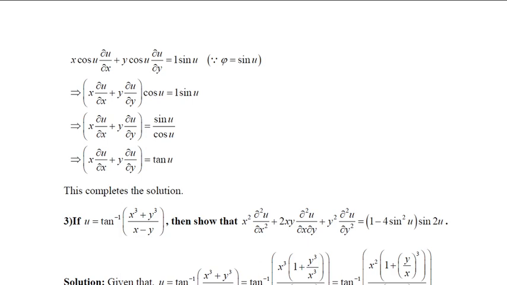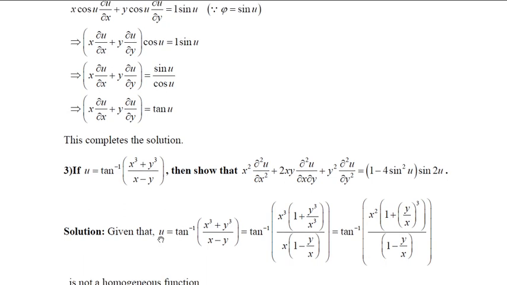But if you want to use Euler's extended theorem, we need to use Euler's theorem also. Euler's theorem is applicable only for homogeneous functions. So let us verify the homogeneity of this function u. See, u is equal to tan inverse of (x cube plus y cube) whole divided by (x minus y). That is the function they have given. Now what is the highest power of x in the numerator? X cube. Let's take it out. Similarly, the highest power of x in the denominator is x to the 1. So let's take it out.